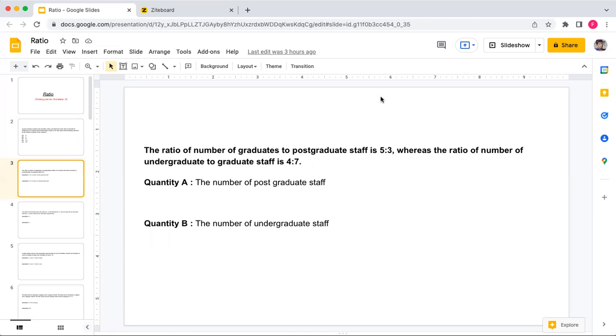So what's the answer? I want all of you to solve with me. Ratio of the number.